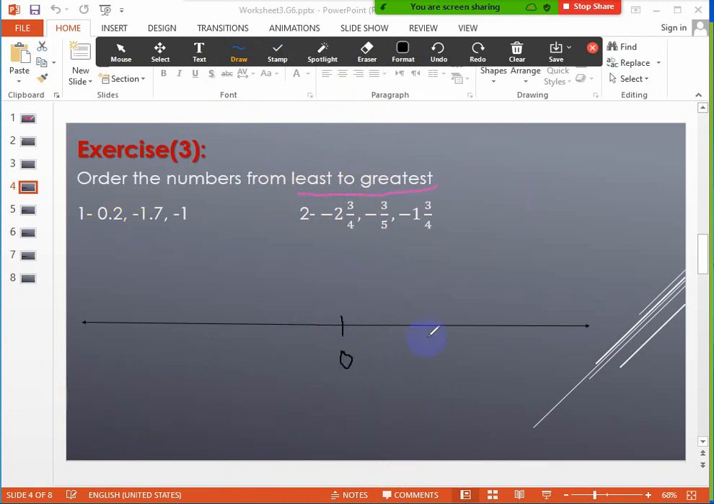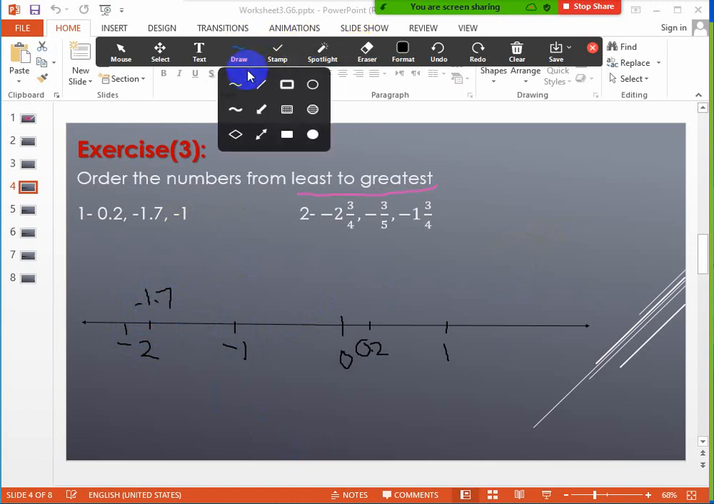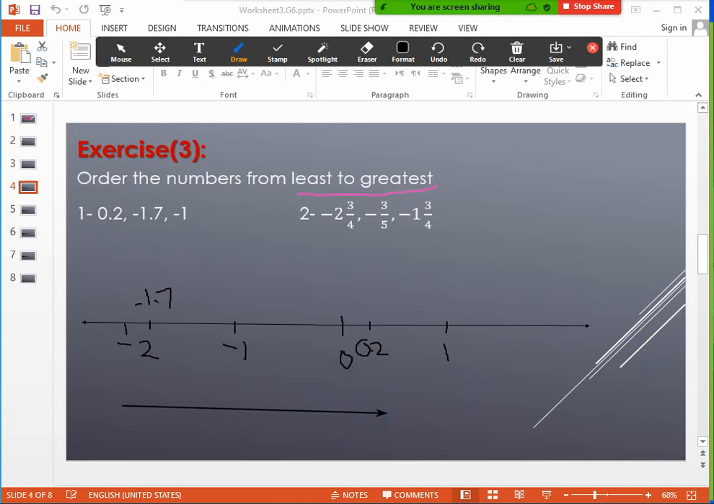I have 0.2. This number will be between 0 and 1 if you divide the distance into 10 equal parts. So it will be after 2 parts. Now, negative 1.7 will be between negative 1 and negative 2. Also, if you divide the distance between those two numbers into 10 equal parts, it will be after 7 parts. So it will be here. Now this is negative 1. Now I want to order the numbers from the least to the greatest. That means I have to follow the direction for the greatness.